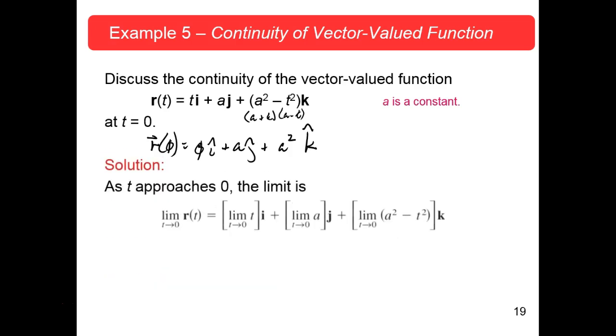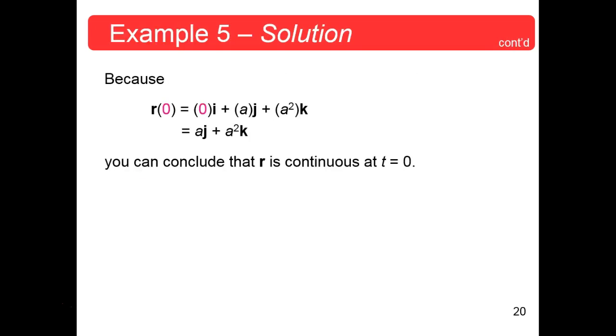As t approaches 0, the limit as t approaches 0 of r of t would be r of 0. Equal to limit as t approaches 0 of t, that would be 0i, which is exactly what we did. Limit as t approaches 0 of a, that's just going to be aj, exactly what we did. And the limit as t approaches 0 of a squared minus t squared would just be a squared. Yeah, that's it. I guess that's all the discussion you need. I don't know. Let's see if they say something else. That's aj plus a squared k. I guess that was in the discussion. No, here it is.